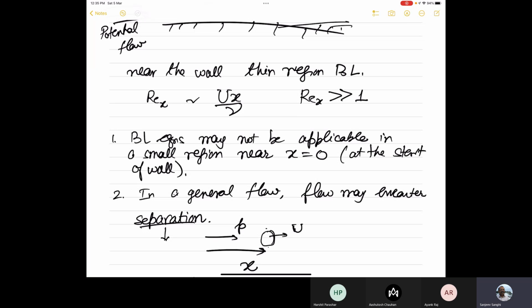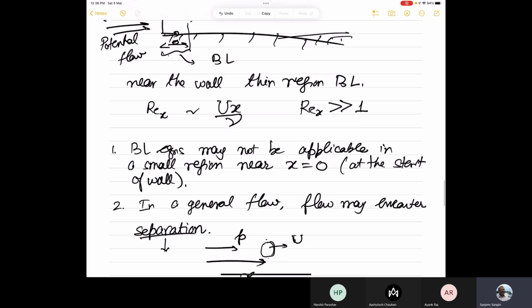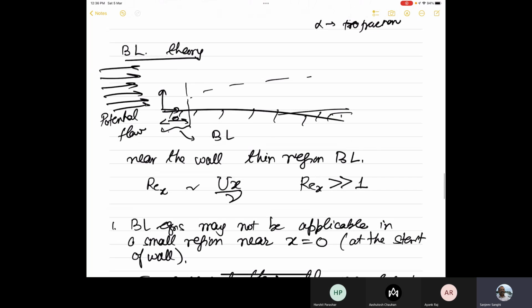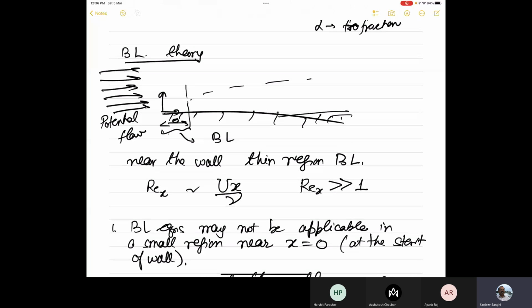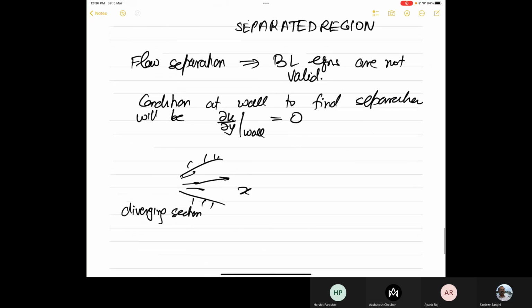Here what we're saying is, as we do the analysis, we realize that in a very small region near x, where the wall starts, the boundary layer may not be valid. But when you do an overall analysis, suppose you're finding the drag force on the plate, then this region becomes insignificant compared to the total flow.